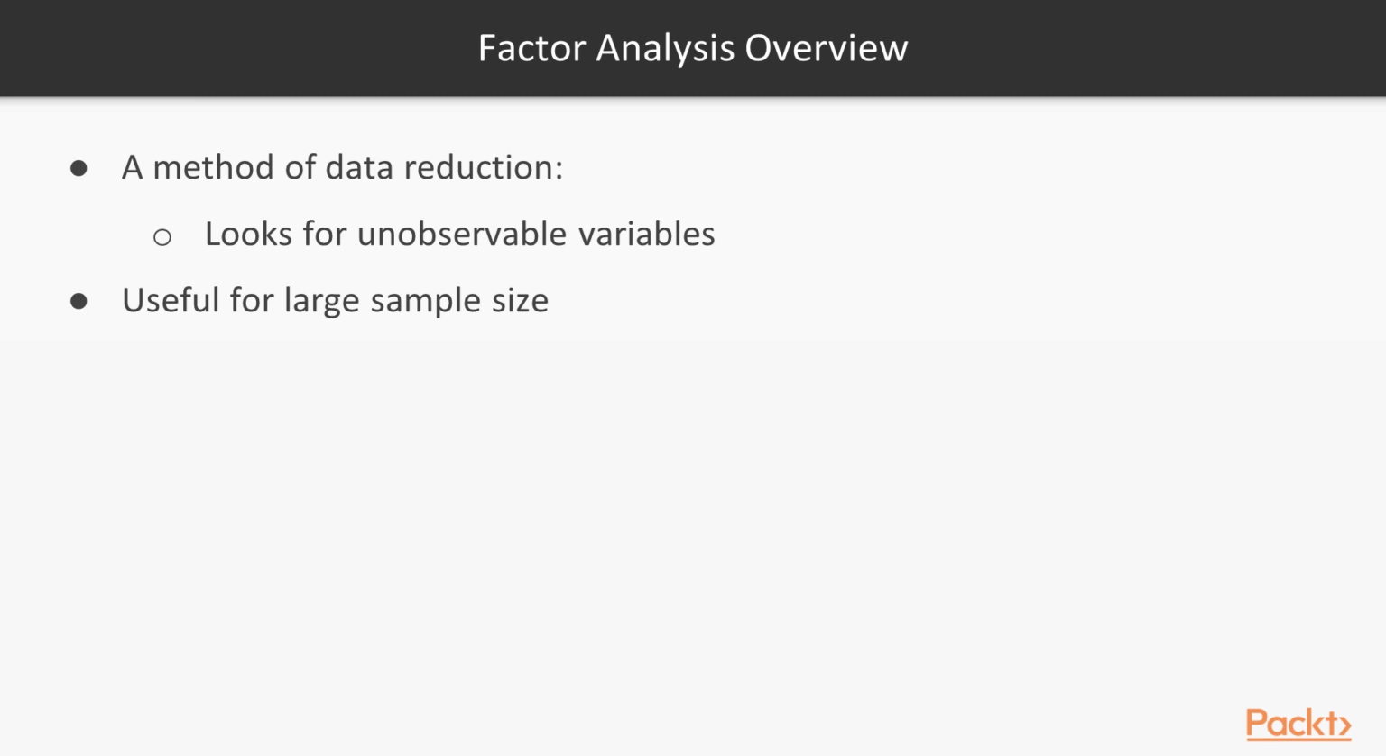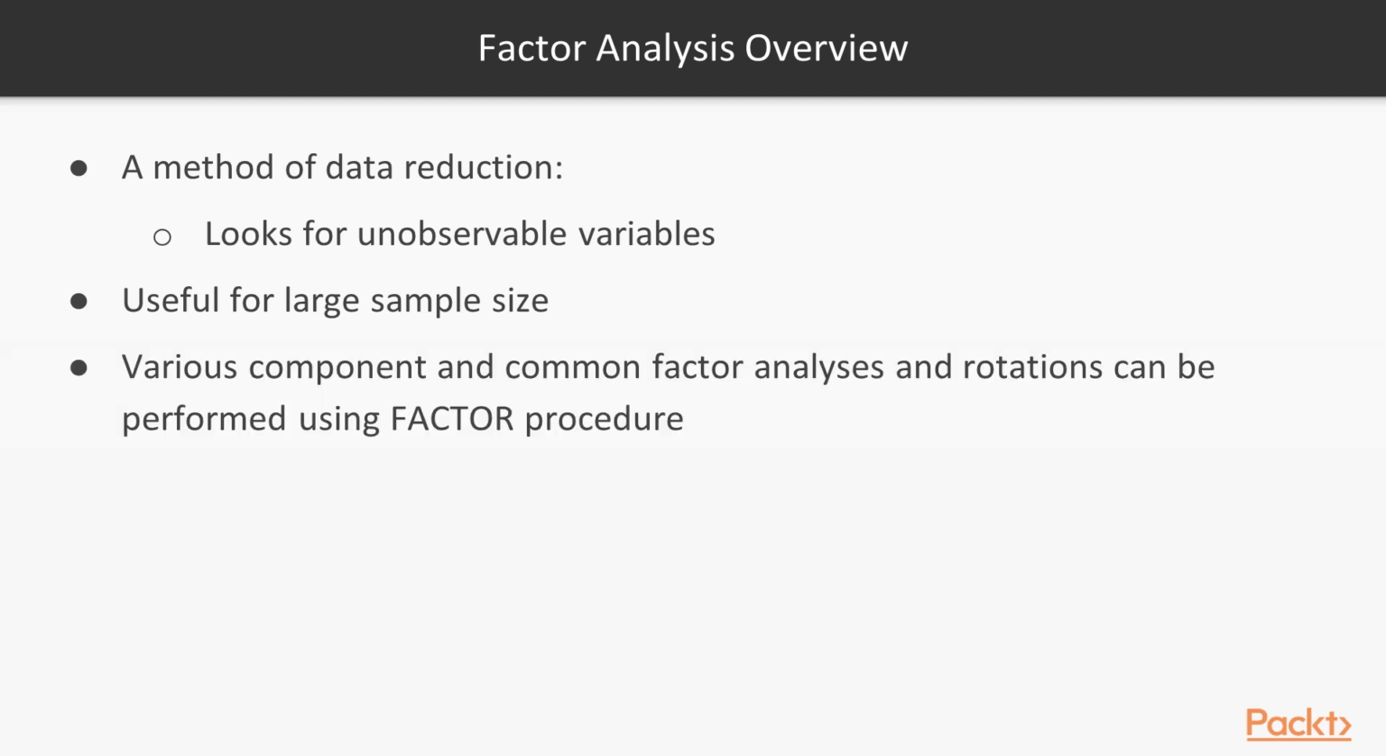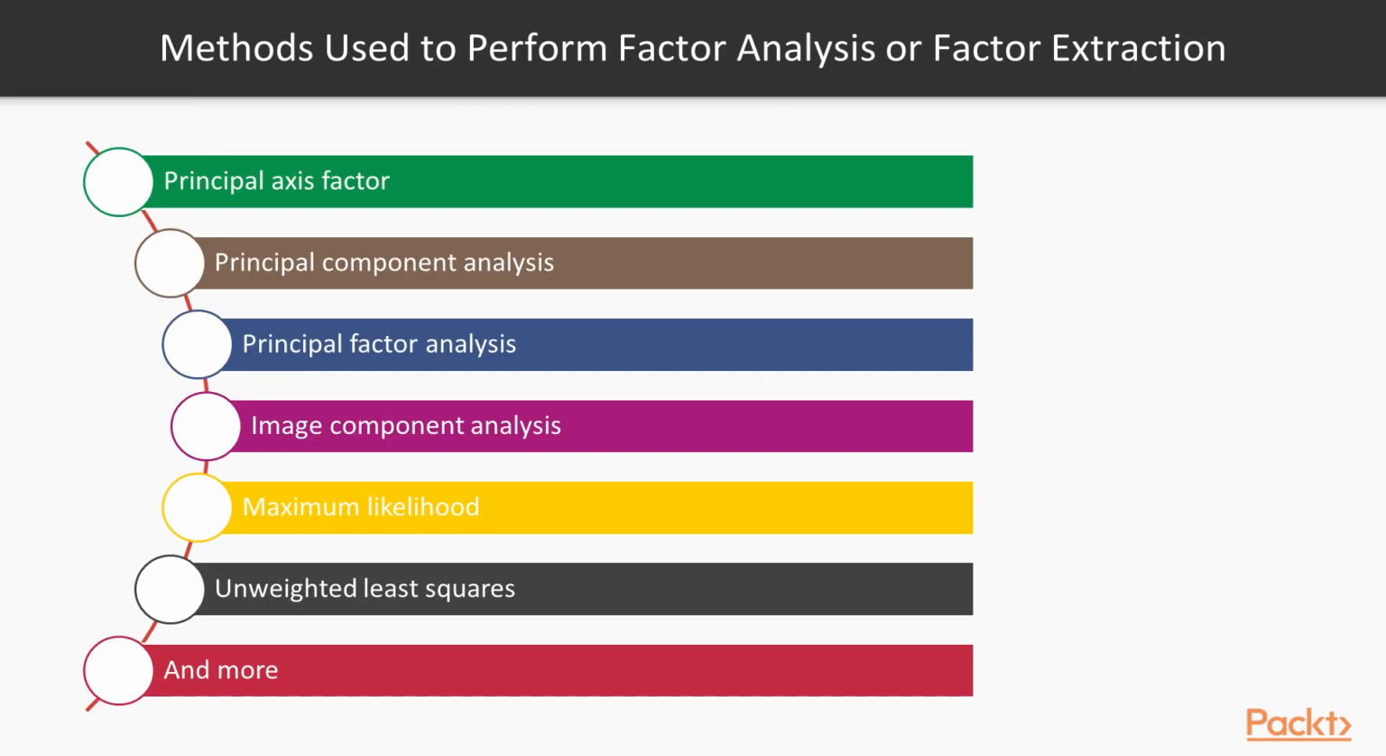the involved variables. There are various component and common factor analysis and rotations that are performed using the factor procedure. This procedure can factor either the correlation or covariance matrix, and the result is saved in an output dataset. There are different methods such as principal axis factor, principal component analysis, principal factor analysis, image component analysis, maximum likelihood, unweighted least squares, etc., which are used to perform factor analysis or factor extraction.